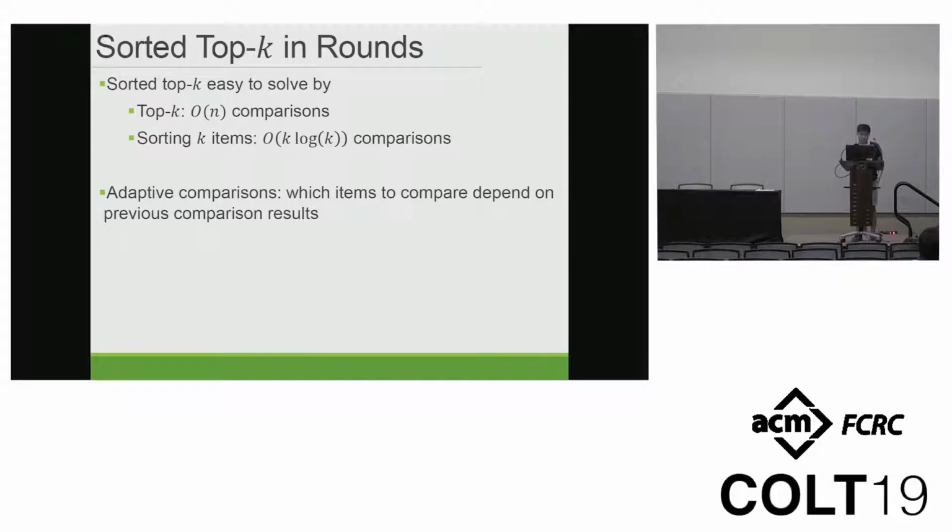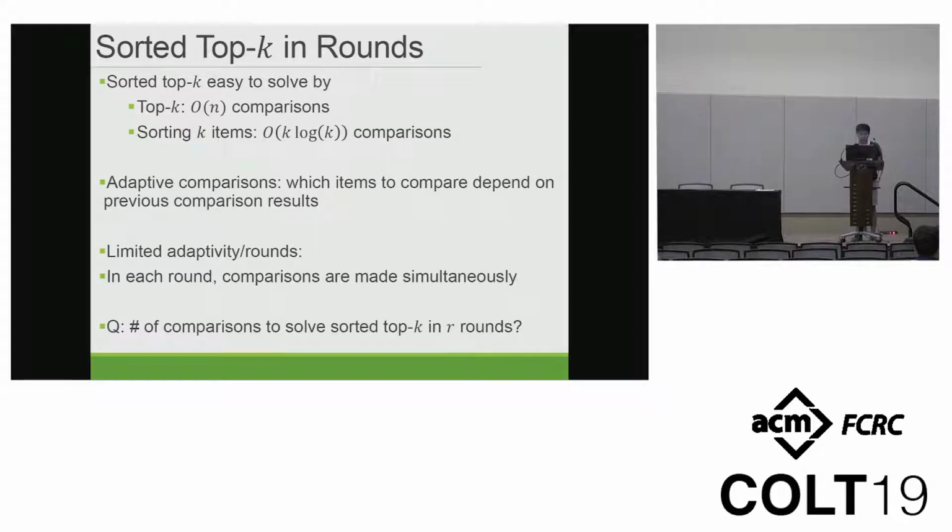However, in some applications, we only have a limited number of rounds. In each round, comparisons need to be made simultaneously. So this simple algorithm doesn't work here. In this paper, we try to understand how many comparisons we need to make in order to solve sorted top k in R rounds for some constant R.